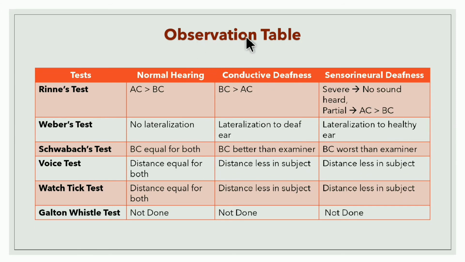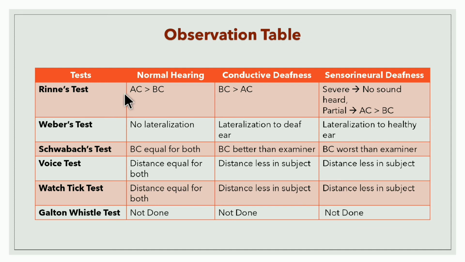So this is the observation table of all the tests. This observation table is very important because in this observation table you can know various situations in normal hearing, in conductive deafness and sensorineural deafness. So try to understand and remember this observation table, that will help you in examination.